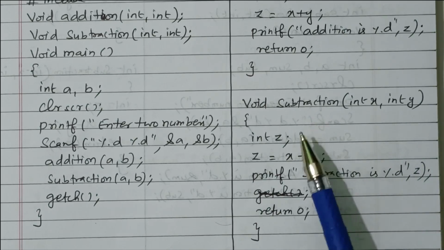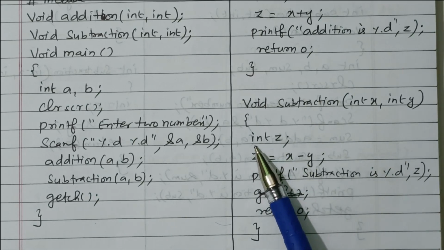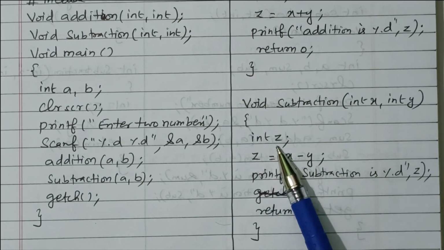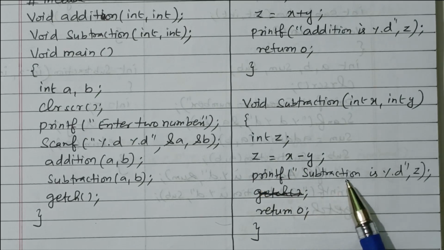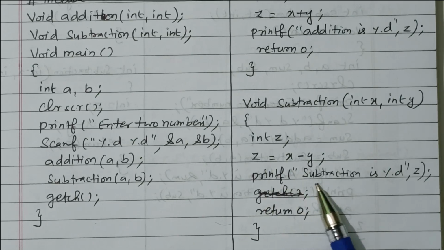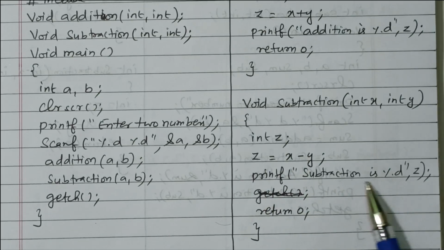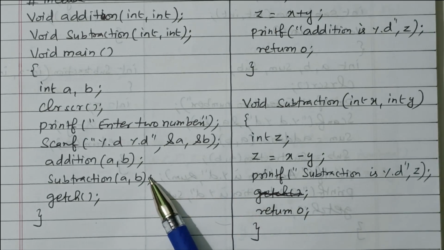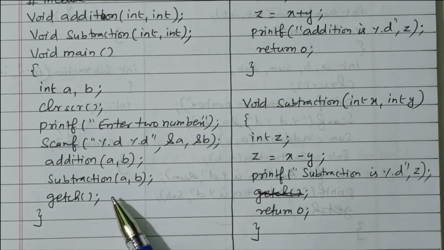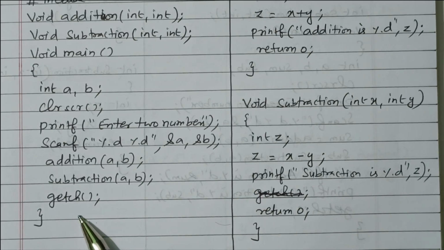Here the name is subtraction. We need to subtract the two numbers. So we need one more variable. We are declaring int z. z equals x minus y. This function does not return any value. So the answer is printed here itself. printf("Subtraction is %d", z). So the subtraction answer is printed here. Return 0. Then the control will transfer back from subtraction. Then after getch we can close the program.